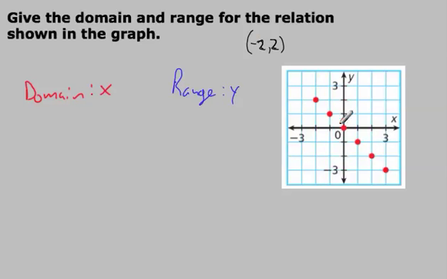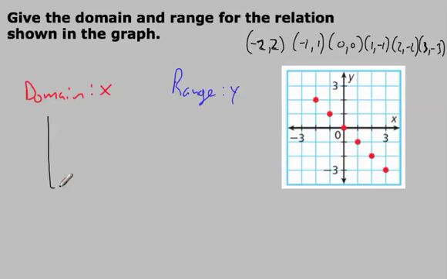The next one, as I go from left to right, I've got -1, 1. Then I have the ordered pair 0, 0, and then the ordered pair 1, -1, and then the ordered pair 2, -2, and the ordered pair 3, -3. If I needed to list my domain, I could make a mapping diagram.